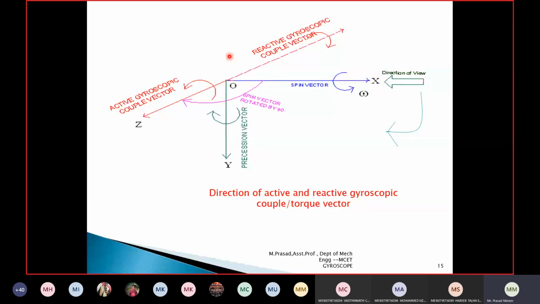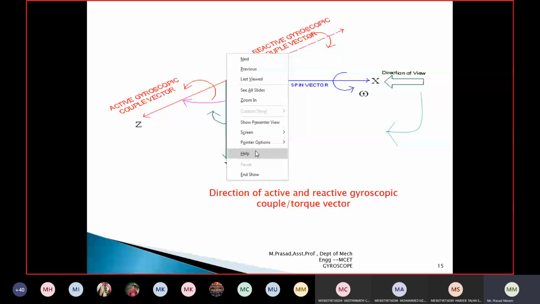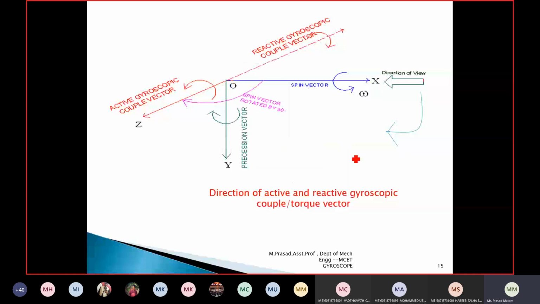If you see here, which is left and which is right? This portion I can call the left side. This portion I call the right side. How is my active couple moving? It is moving from the right side to the left side. How is the reactive couple moving? This is moving from the left side to the right side. This is how I am differentiating.